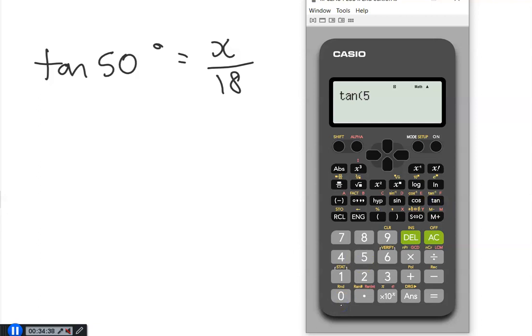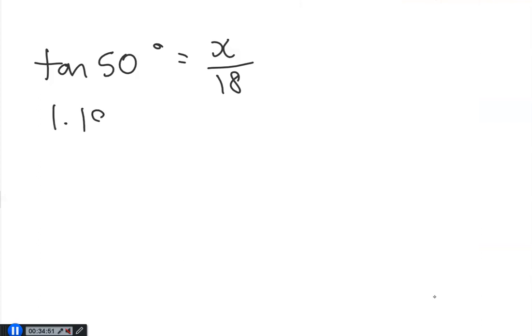So first job is find the tan of 50. Show the second decimal. I want to check copies out.